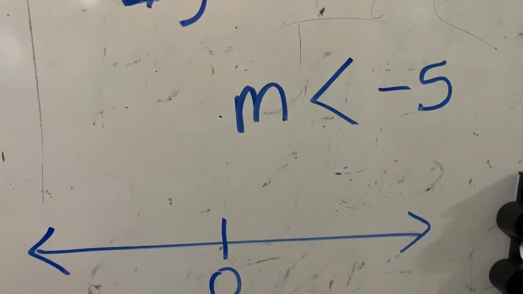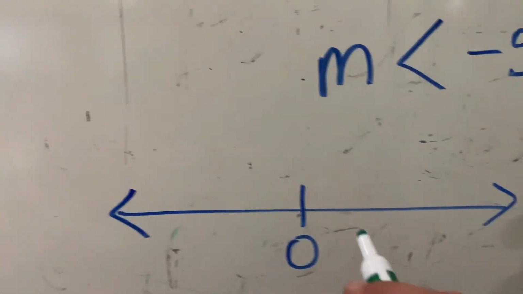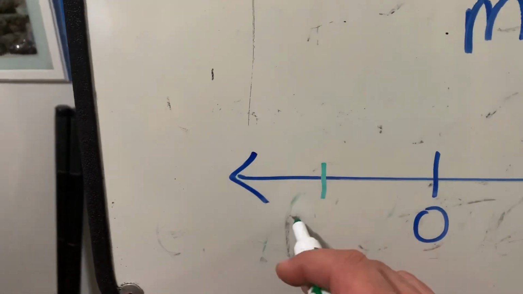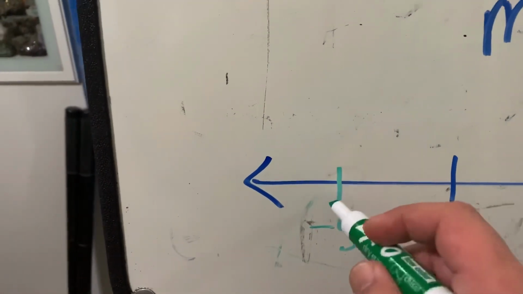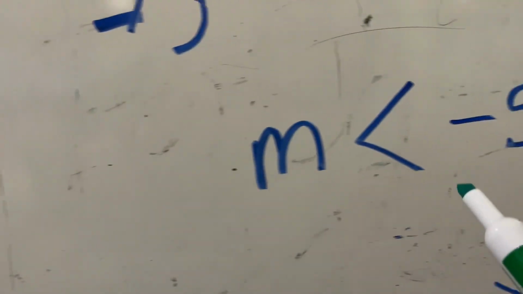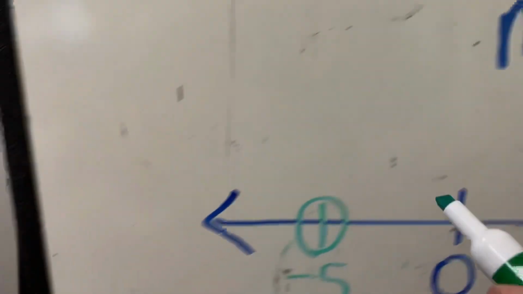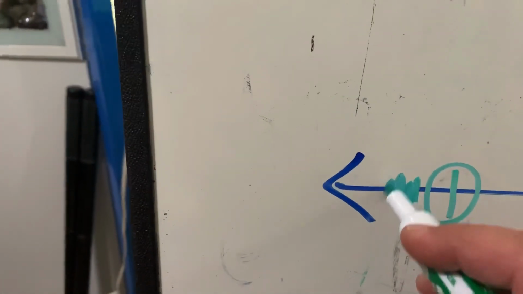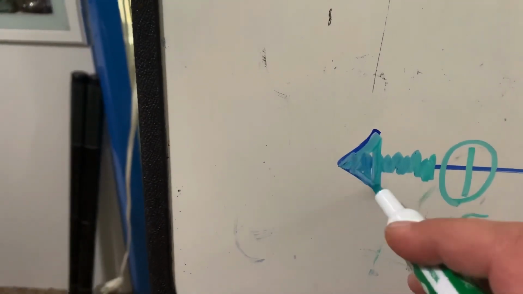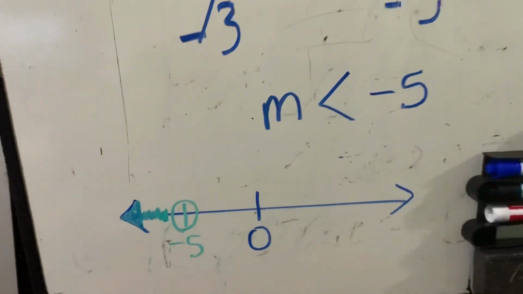Okay, so now we're going to graph m is less than negative 5. So negative 5 would be on the left side of 0. Make the circle like this. Now, less than means negative 5 cannot be an answer, but anything less than negative 5 would be an answer. So you're going to shade to the left. Just like that.